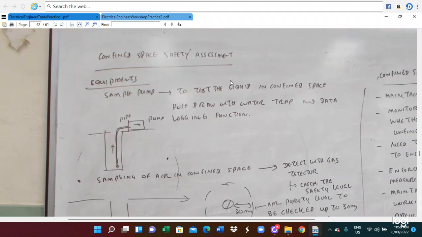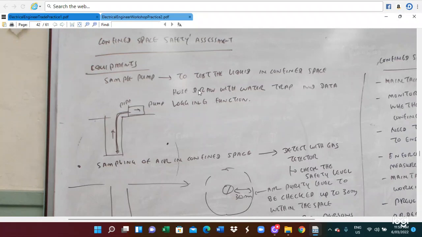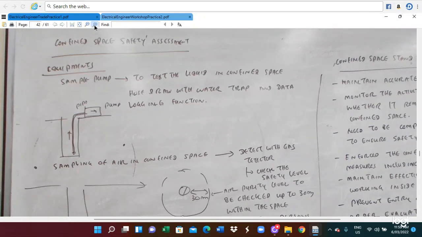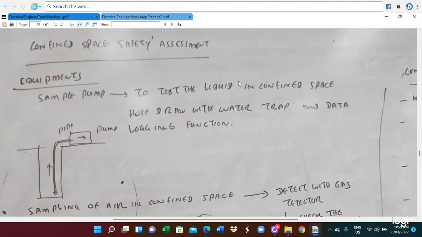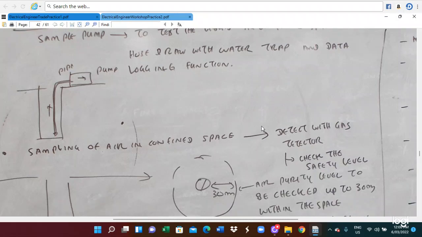So the confined space entry assessment procedure must be followed, and therefore the equipment is utilized. You have to utilize the sample pump. The pump means that you have to test any liquid. Here is a pump, and the liquids are pumped out, and you have to test the liquid in the confined space. Interpreting the data and the logging functions are also included.